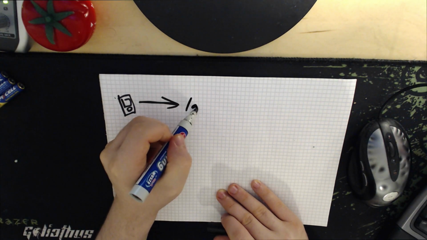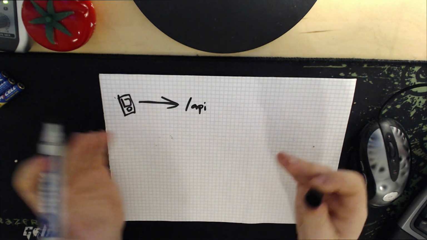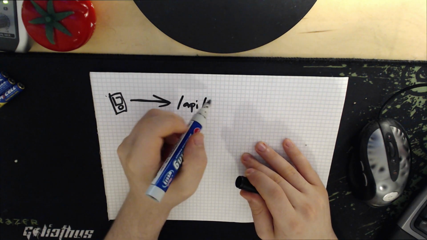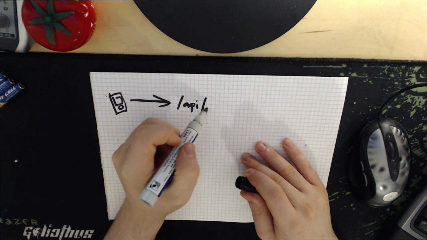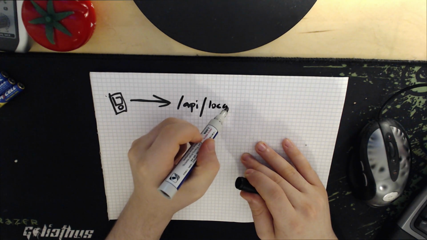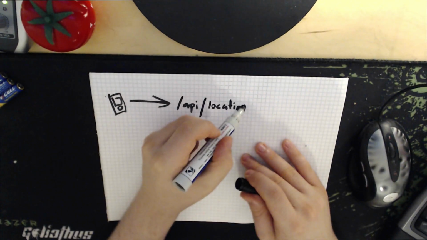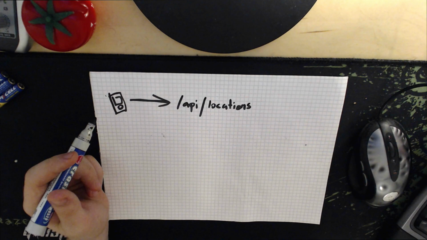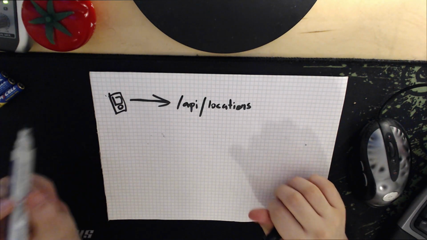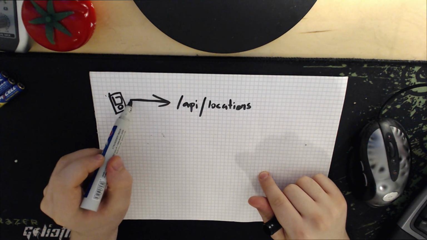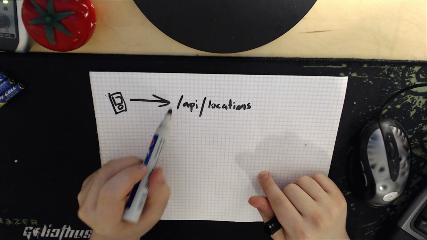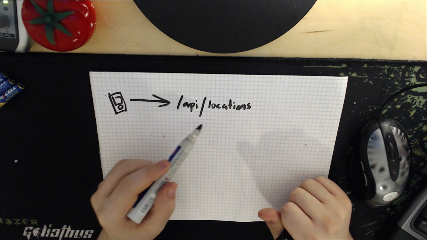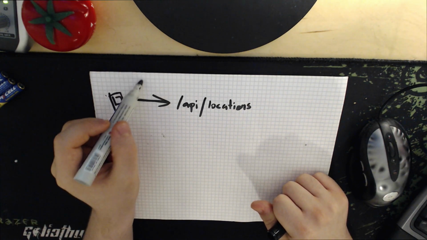So let's say we have a location, like we have an Uber app, a taxi app, and we ask for a location of the driver. So locations. So we have an endpoint that is called API/locations. Now the client has to ask our server all the time, hey, is there a new location? Is there a new location? Is there a new location? Like every second, maybe.